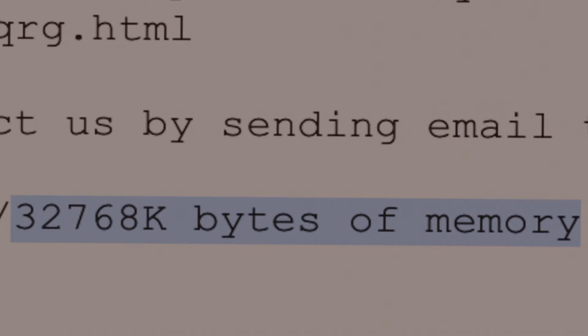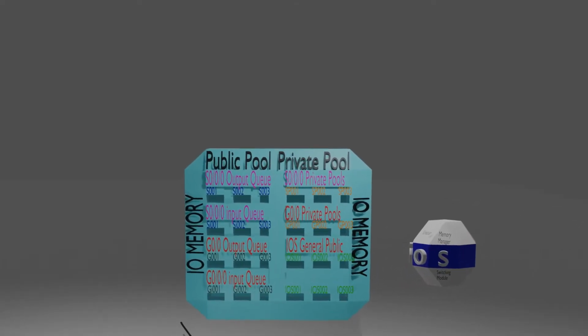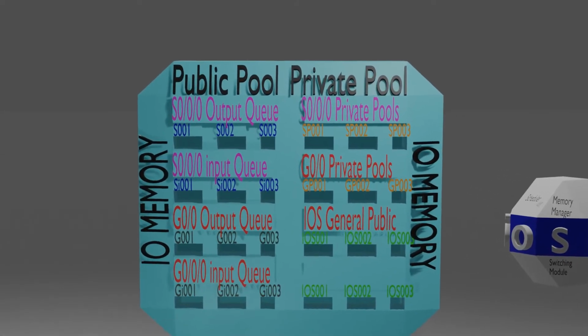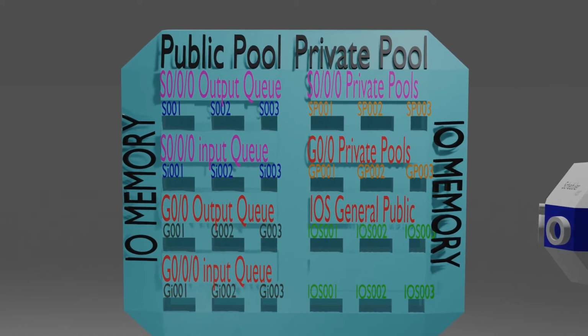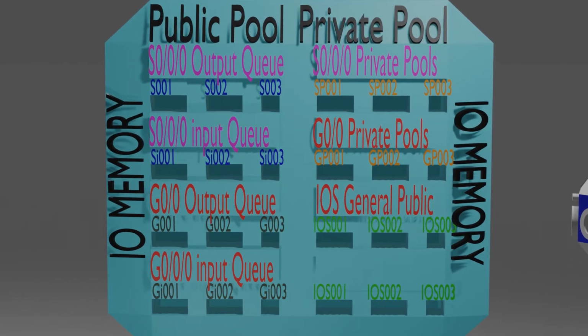I/O mem is also split into two types of storage. The first is public storage and the second is private storage. When IOS is first initialized, it creates private storage pools in I/O mem and assigns each interface its own private pool. Private pools are also called receive queues. IOS also assigns each interface an input and output queue from public pool buffers. Public pools also contain general buffers that IOS uses to store packets it generates. Input queues act as overflow buffers for receive interfaces, and output queues act as overflow buffers for transmit rings.